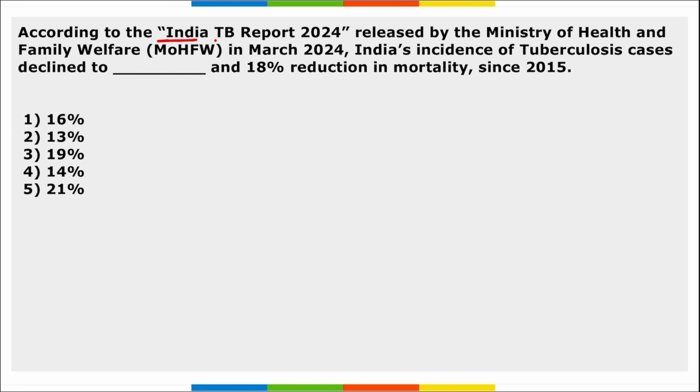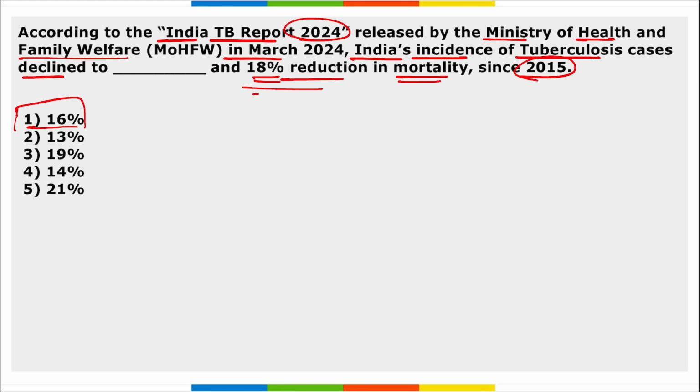Next, according to the India TB Report 24 released by the Ministry of Health and Family Welfare in March, India's incidence of tuberculosis cases declined by 16%, and there was an 18% reduction in the mortality, that is the deaths related to tuberculosis, since 2015.